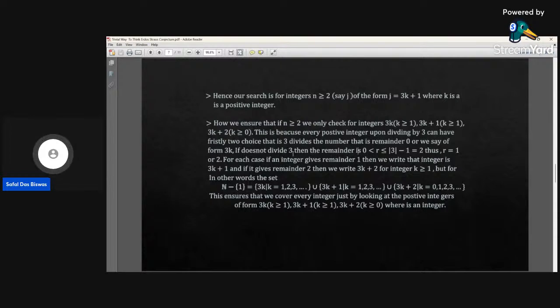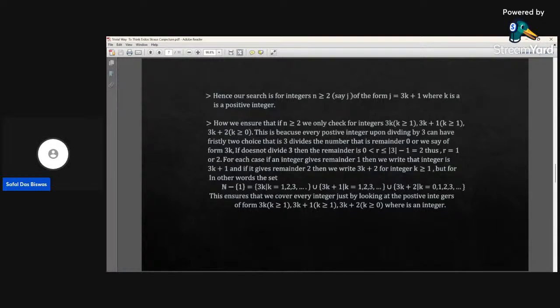If 3 does not divide that integer, then the remainder is between 0 and 3, as we know from the definition of remainder that I already gave. So now r is an integer between 0 and 2. What are the possible choices of r? What are the possible integers between 0 and 2, including 2 but not including 0? That is 1 or 2, right?